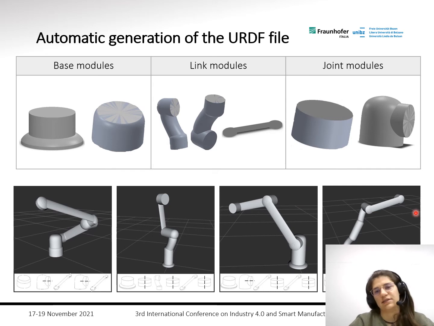So here you can see the results of our approach. We start from different sets of base modules, link modules, and joint modules. We established randomly different orders of these modules. And you see here the pictures that have been taken from the RViz visualizer in ROS of the final URDFs that have been obtained. For each image, we report, just for the sake of clarity, the order of the modules that have been assembled together to obtain these 4 different configurations. There are only 4, but many other configurations are obviously obtainable.